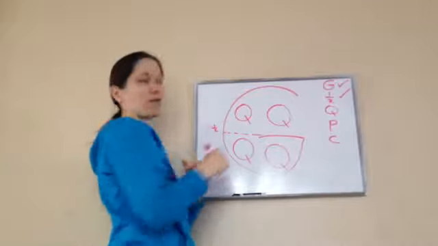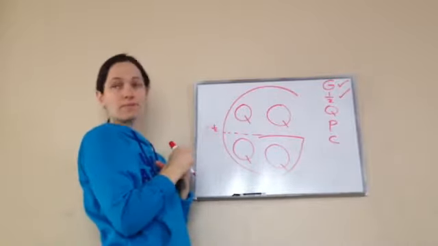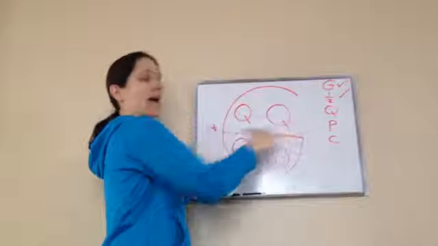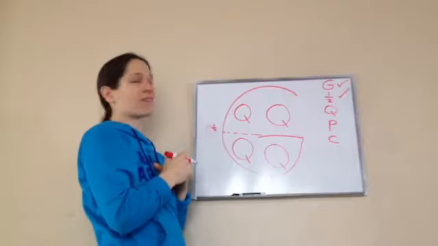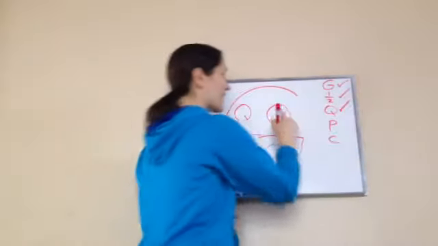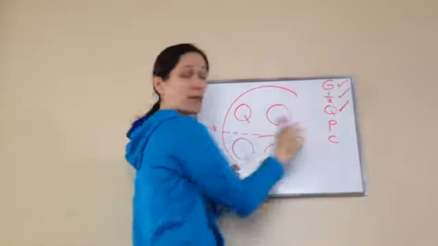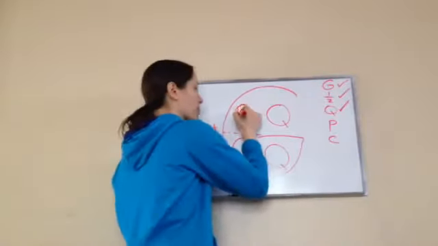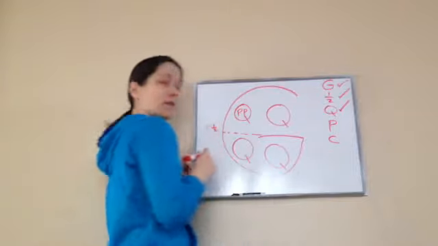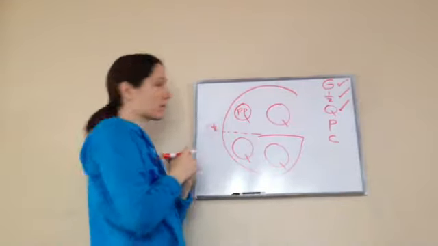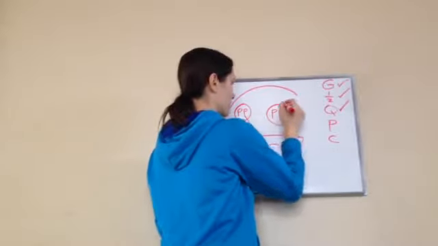How many quarts are there in a gallon? 4. How many quarts are there in a half gallon? 2. Very good. Okay. Inside each window is people. P for people or pints. And there are 2 people in here. 2 people in each window.